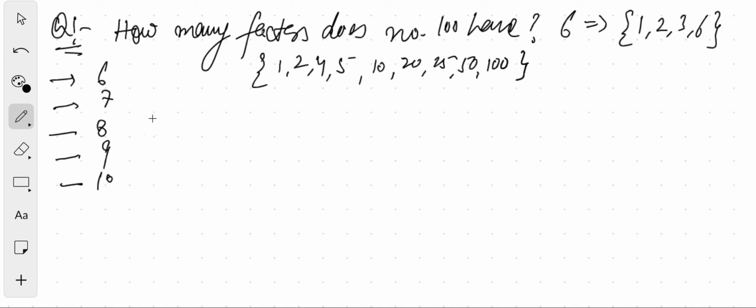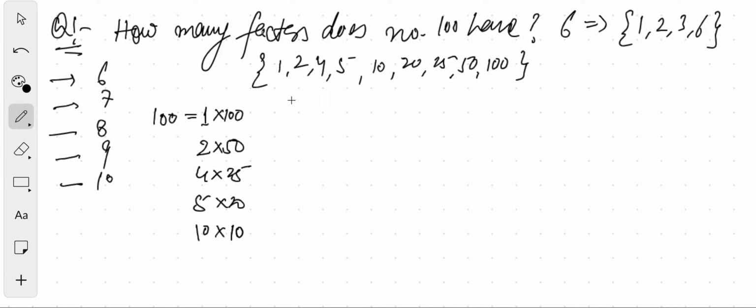An organized way of answering this question will be to start writing the number as a product of two integers. That means we start writing it like 1 into 100. We think of 1, and 100 comes out automatically. Similarly, the next factor that I think of is 2, and 50 comes automatically. Next factor is 4, and 25 comes automatically. 5 I think, 20 comes automatically. 10 I think, and the other 10 comes automatically.